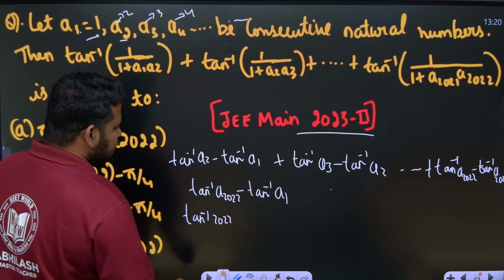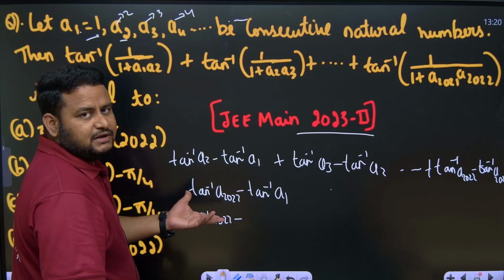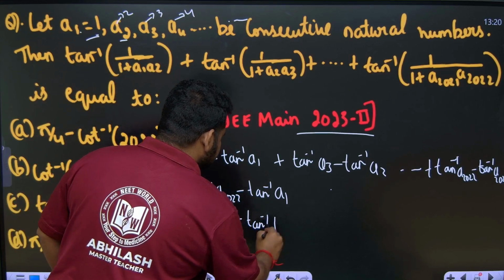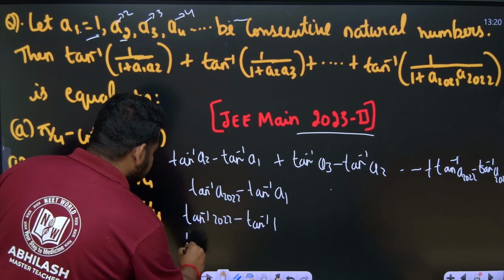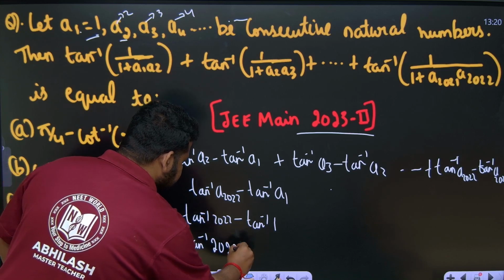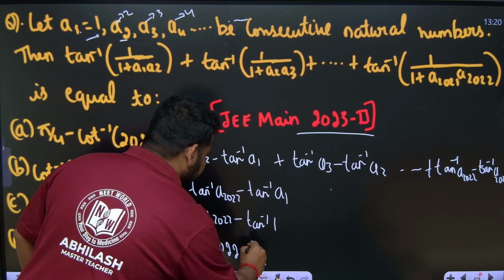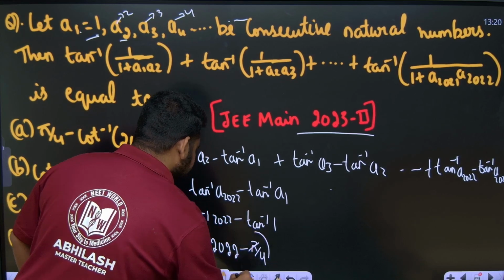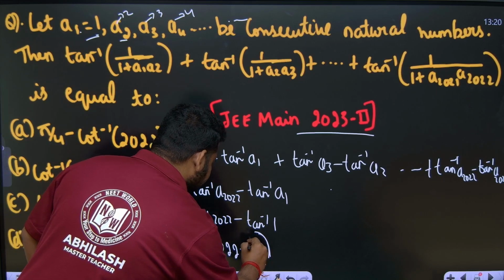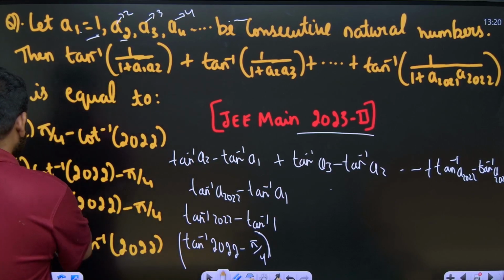So tan inverse of a2022 minus tan inverse of a1. What is the value of a1? It is nothing but 1. So this will be tan inverse of 1. The answer will be tan inverse of 2022 minus tan inverse of 1, which is what, friends? It is nothing but pi by 4. So the answer is tan inverse of 2022 minus pi by 4, which is option C.